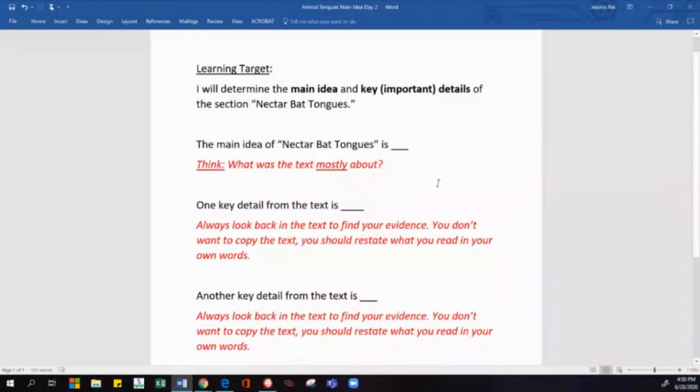I'm going to go switch to here. So now we have the sentence frames. The main idea of the Nectar Bat Tongues is blank. One key detail from the text is blank. Another key detail from the text is blank.